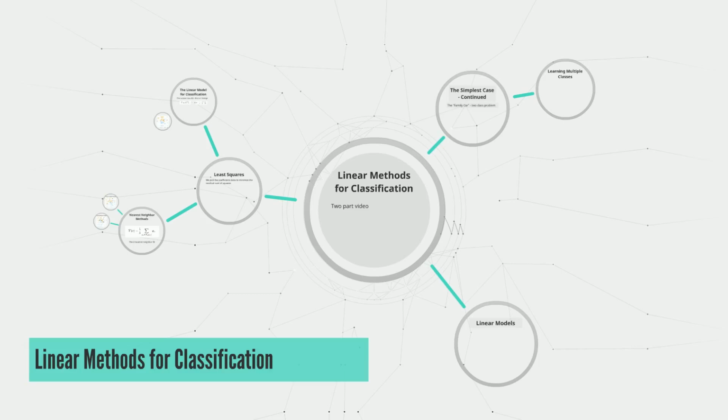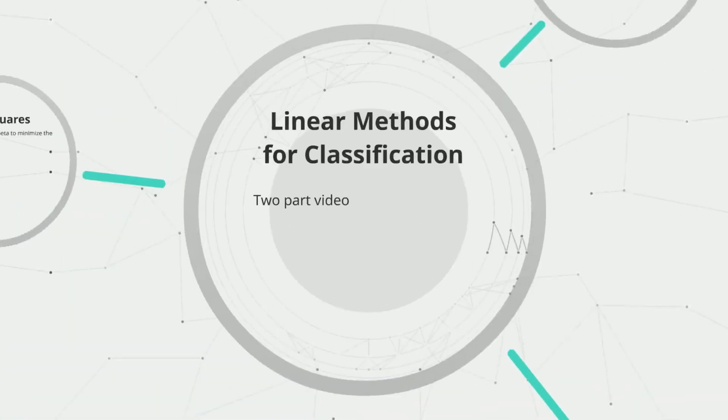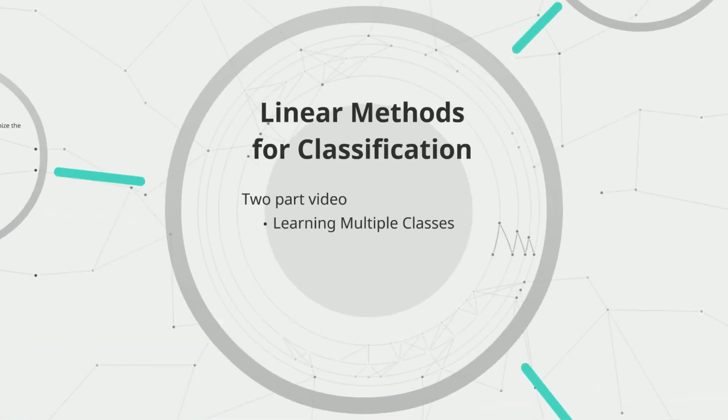So we're going to dive into more of the details, look at some of the actual math behind classification tasks, as well as expand upon our simplest case. So let's get started. This is going to be a two-part video, and the first one is going to expand our simplest case and talk about learning multiple classes. So what do we do when we have more than just family cars in our example from video 1?